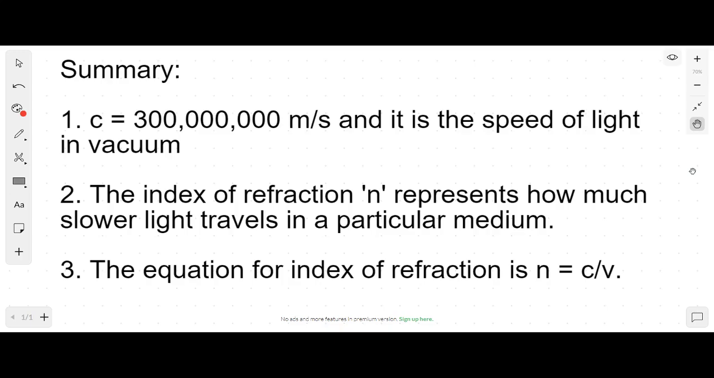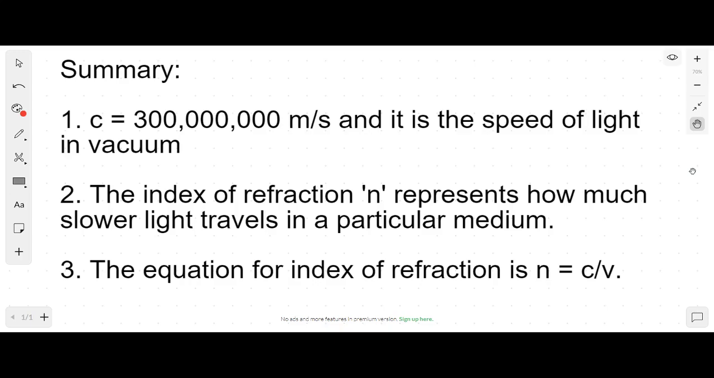Now, the index of refraction, n, represents how much slower light travels in a particular medium. A higher n means a slower velocity. The equation for the index of refraction is n equals c over v.